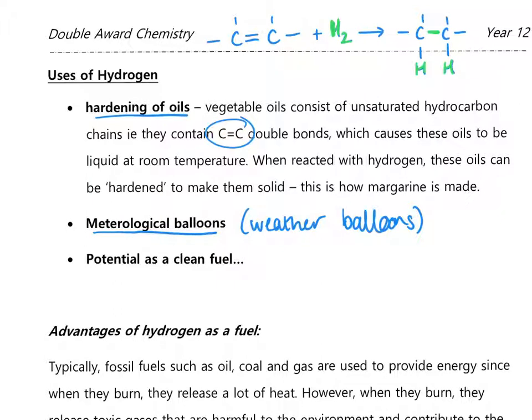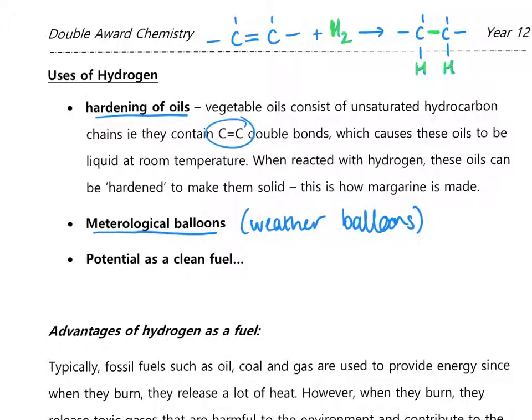And that actually increases the melting point of our vegetable oils, and that causes them to become harder, in other words, makes them more solid. And that's actually how margarine is made from your vegetable oils: it undergoes a hydrogenation reaction where hydrogen is added across those double bonds within the chain, makes them more solid and makes solid oils like margarine. So then also hydrogen is used in weather balloons, and it also has a potential use as a clean fuel.